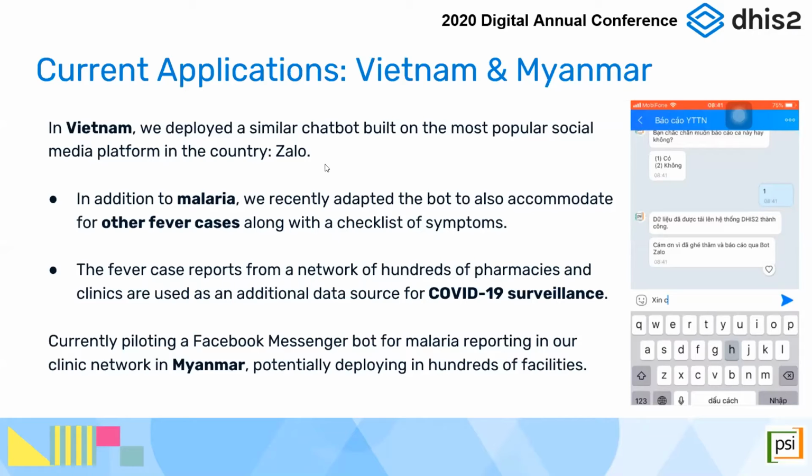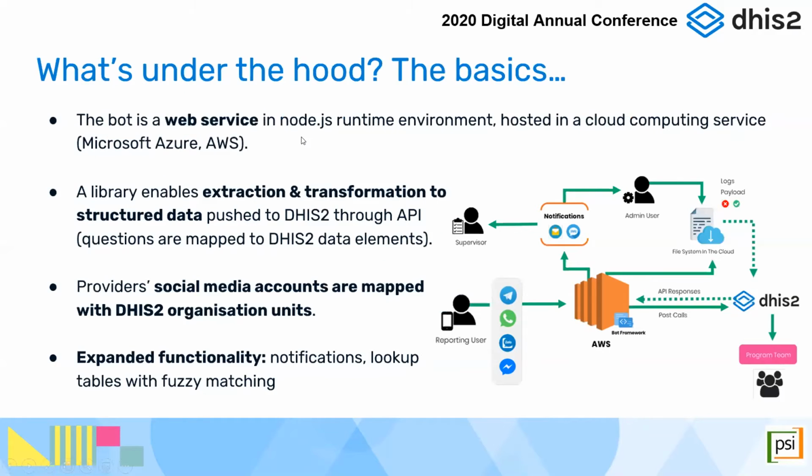So let's see briefly what's under the hood, how the system works. I won't go into too much detail, but developing these bots is really not very complex, and experienced developers can get this done in a matter of weeks. The workflow logic, including the skip patterns and validation rules, is all hosted in a web service and uses a library that enables extraction and translation to structured data in DHIS2. The data are submitted to DHIS2 through the API, which is possible because all the data elements, option sets and user accounts are mapped to the corresponding metadata in DHIS2.